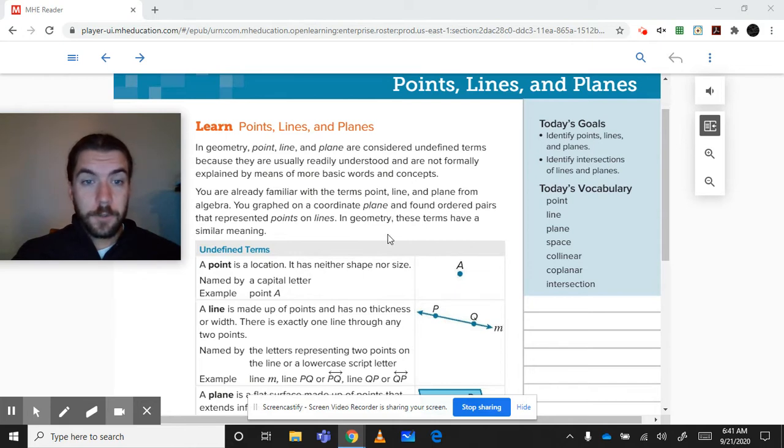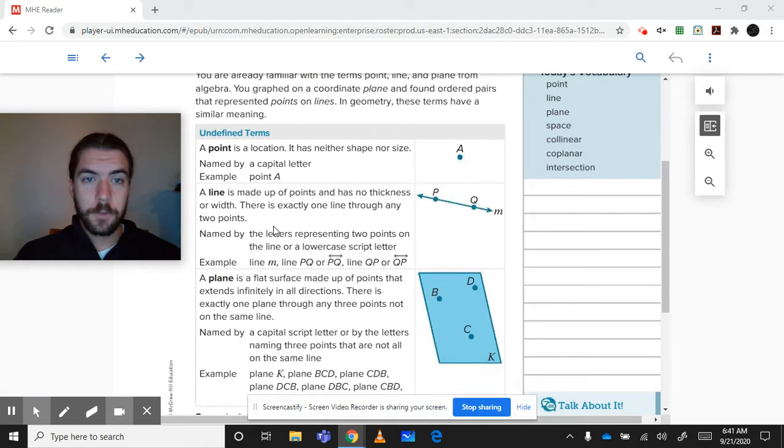In geometry, these terms have a similar meaning. Okay, so a point is a location. It has neither shape nor size. In this case, it's named by the capital letter A. So what does it mean by it has no shape? Well, if you zoom in on it, it's not a circle, it's not a little star, it's not a little square. It is dimensionless.